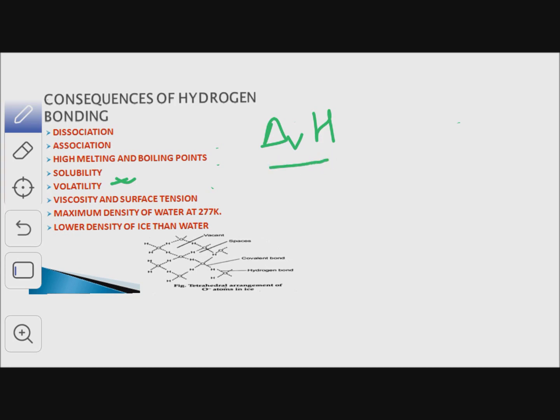It depends upon enthalpy of vaporization, means change of a molecule from liquid state to gaseous state. The energy required to change the molecule from liquid state to gaseous state is called enthalpy of vaporization. If the enthalpy of vaporization is less, it means the substance is more volatile. And if the enthalpy of vaporization is more, it means the substance is less volatile.